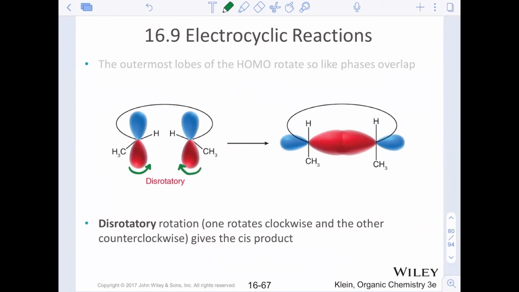We're trying to bring those 2 bottom lobes of red together to make a bonding orbital, okay? We have to bring them in phase. So it's either bringing the 2 blues or the 2 reds. Sorry, I chose the 2 reds. Disrotatory, one rotates clockwise, one rotates counterclockwise, is what is happening to give the cis product, okay? Notice how this group and this group are both rotating downward. Disrotatory. That's how they become cis, okay?